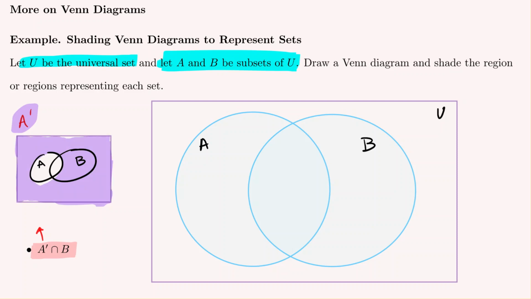So that's A complement. Notice this part is not shaded because while it's a part of B, it's also a part of A. So that's why it's not shaded in the complement.